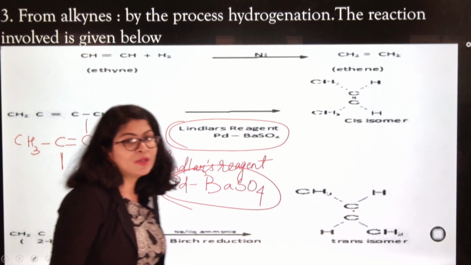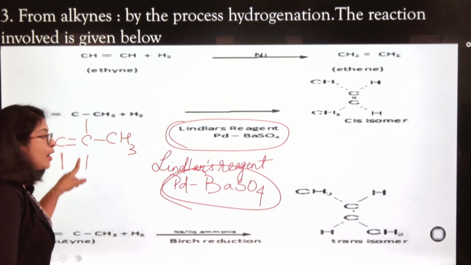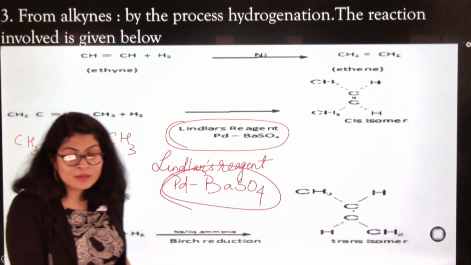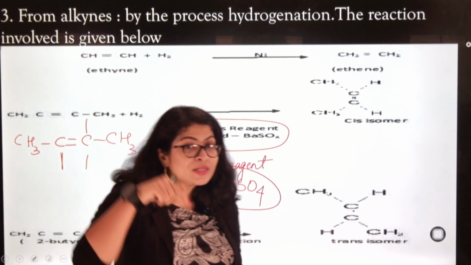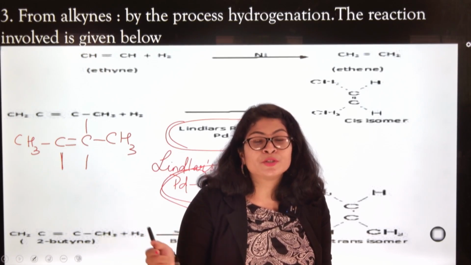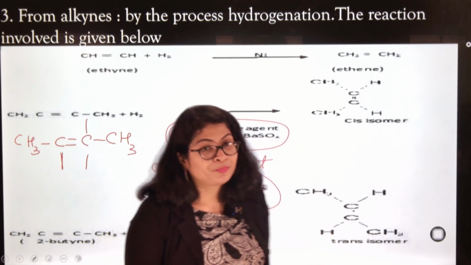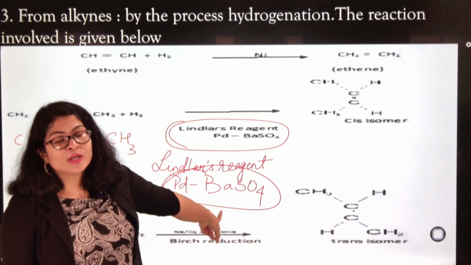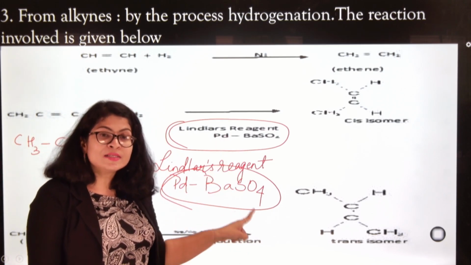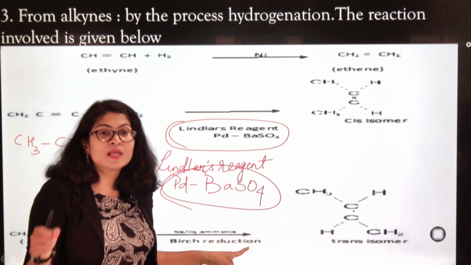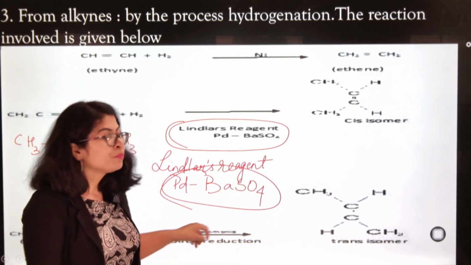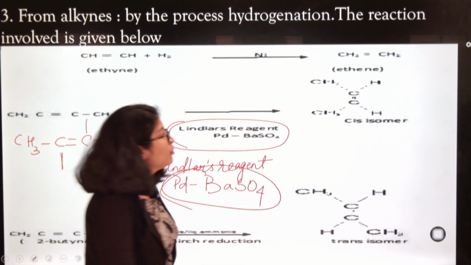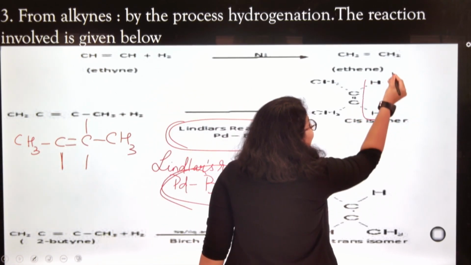So if the hydrogen is getting attached to both the carbons on the same side, then it forms a cis isomer. If it is getting attached on opposite sides, it leads to the formation of a trans isomer. So if the alkene is reacting with hydrogen in the presence of Lindlar's catalyst, which is palladium barium sulfate, Pd/BaSO4, then the isomer formed will be cis. Addition of hydrogen will be on the same side of the alkene.